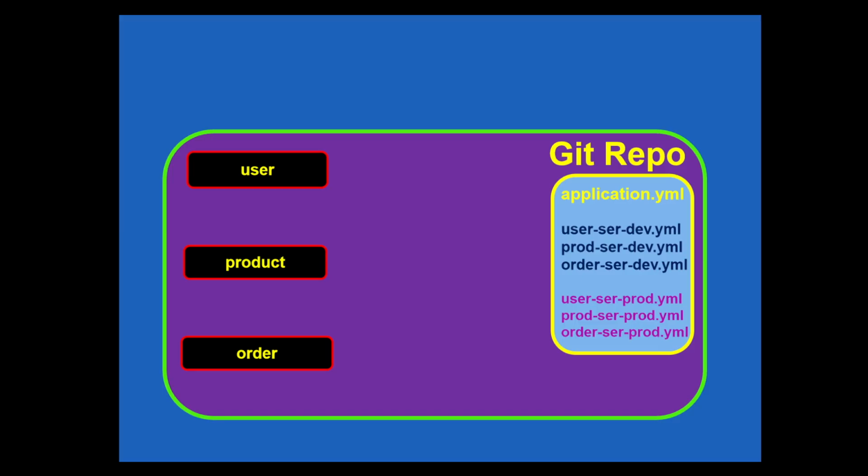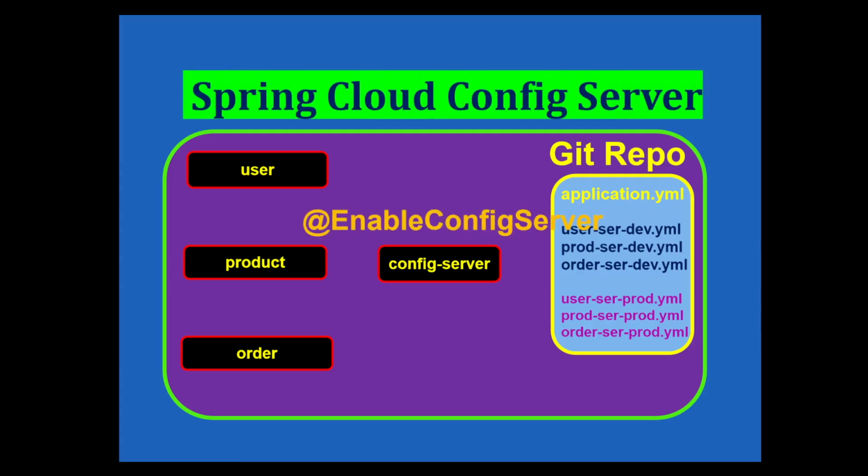Now on one side we have all the client microservices, and on the other side we have the Git repo. Now we need one more service which can sit in between these two, and this service we can call a config server. To act as a Spring Cloud config server, we need to use the annotation @EnableConfigServer. With this it will act as a Spring Cloud config server. It will connect to the Git repo and fetch the configuration details which are required by the client microservice.